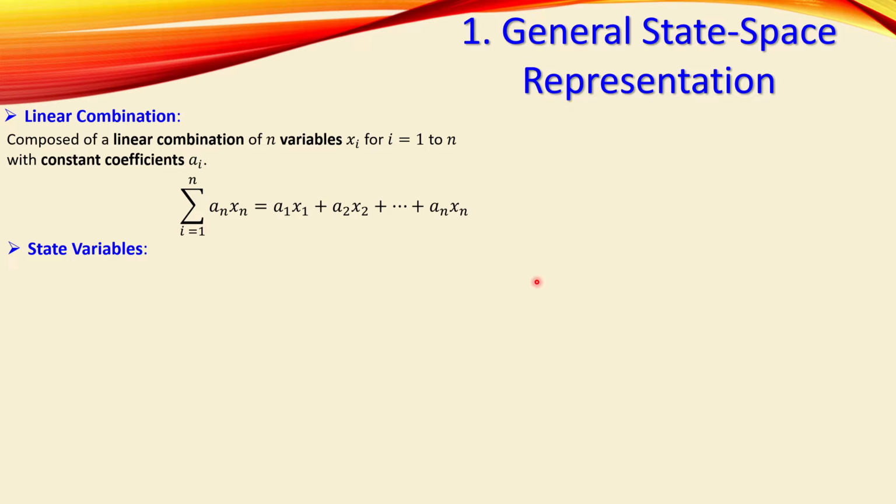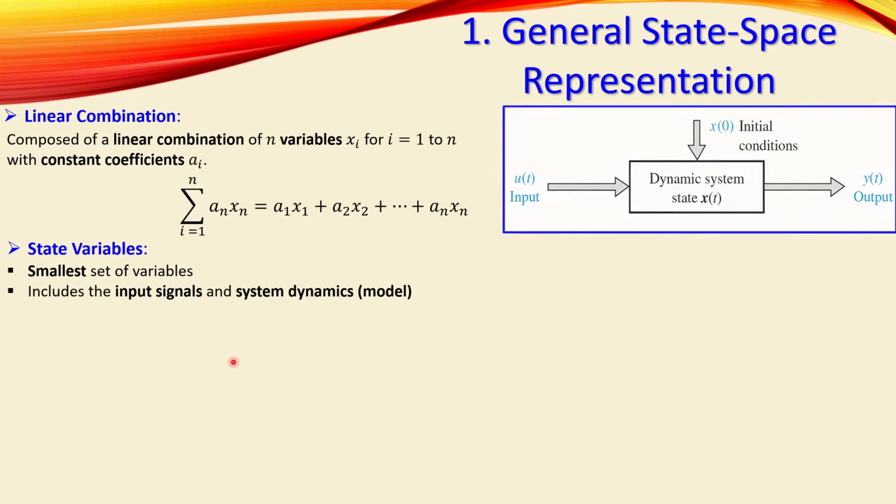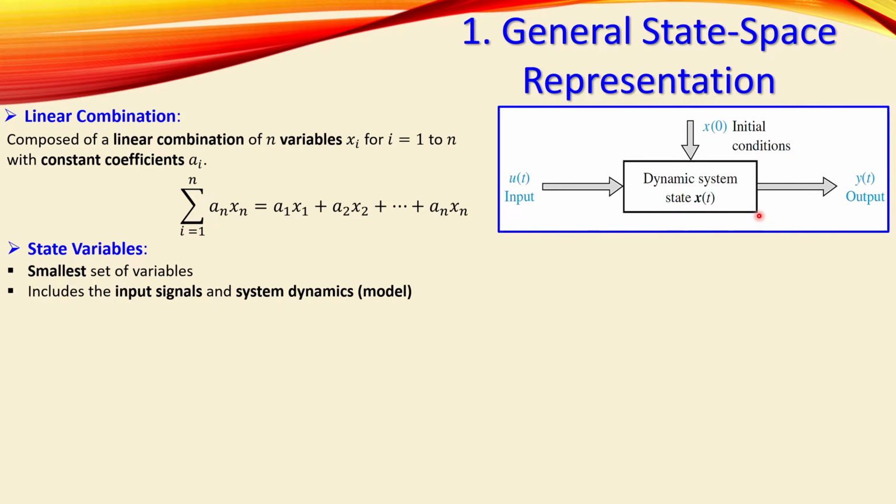Now you can have the state variables. What is that in precise form? It is the smallest set of variables in your system, and it includes also the input signals and your model of the system, so the dynamics of your system. So we have the input and also dynamics. In a pictorial view, this is the dynamic system we're talking about, and we have the initial conditions given by x at 0. And we have the input, and of course we will have some output due to those two inputs.